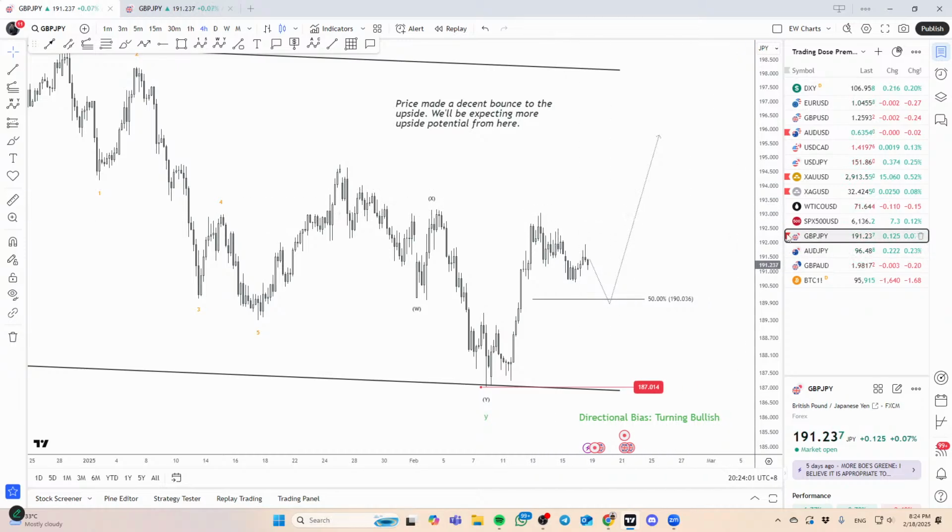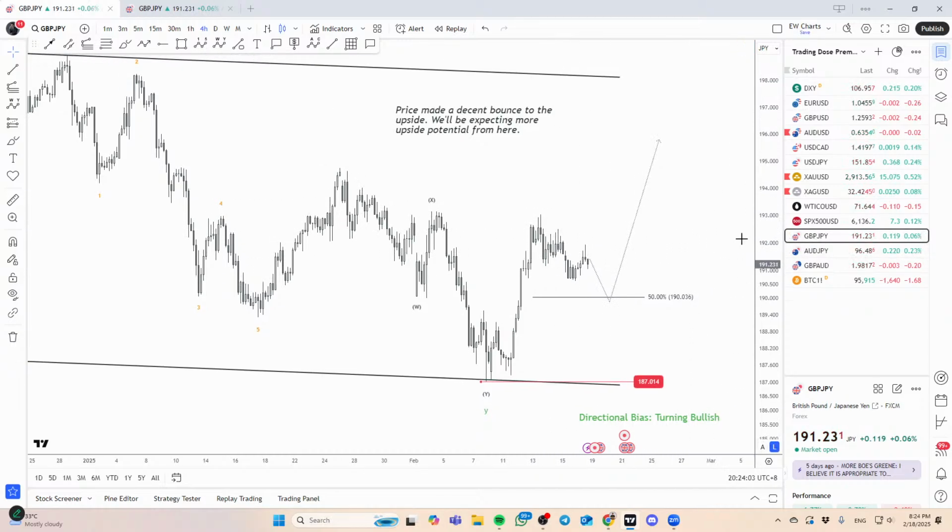Right, so that's on pound yen. My take on pound yen as of now is I would love to see it come back down a little bit more, towards a key area, and then I'll be looking at buy setups moving forward.